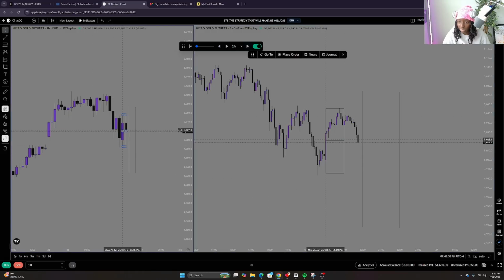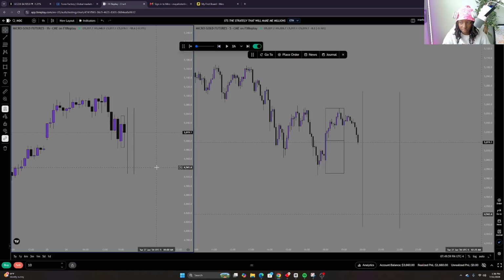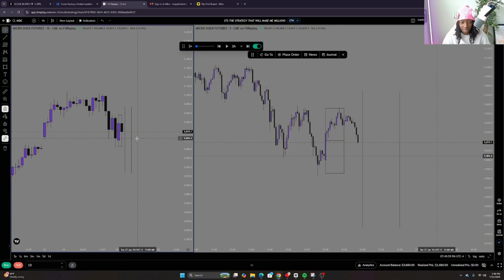Okay, we're now diving into this hourly candle. So what can we expect? This to put in a bottom wick and then go higher. So we're gonna watch that.